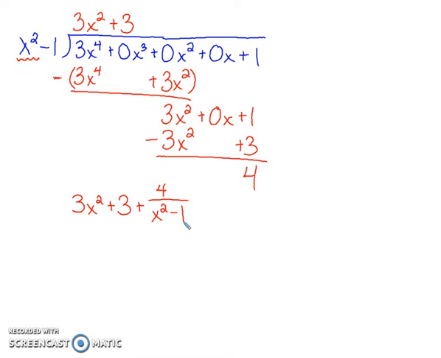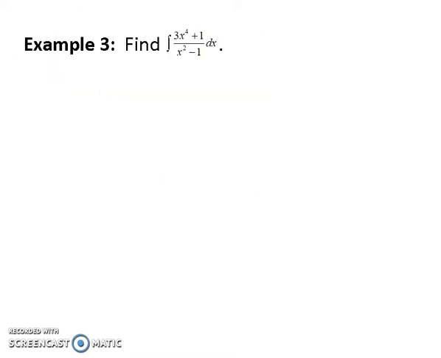All right, so now, if I go back to my problem, I can write this integral as the integral of 3x squared plus 3 plus 4 over x squared minus 1, because that's the same as saying 3x to the fourth plus 1 divided by x squared minus 1. So integrating the 3x squared is going to be easy. I can use reverse power rule. Integrating the 3 is going to be easy. And then I come to the 4 over x squared minus 1.